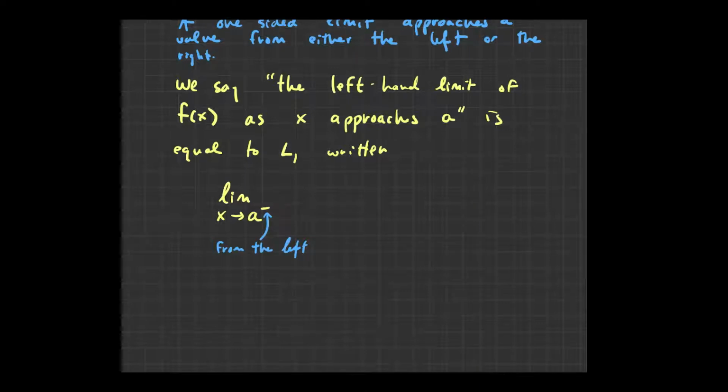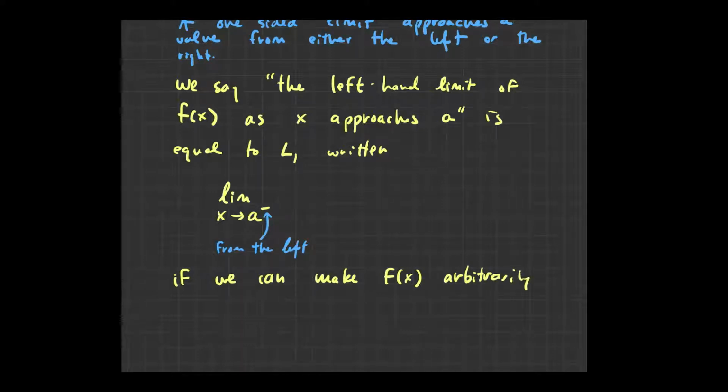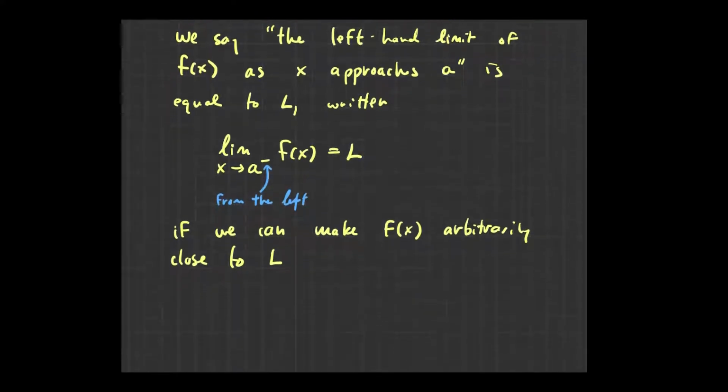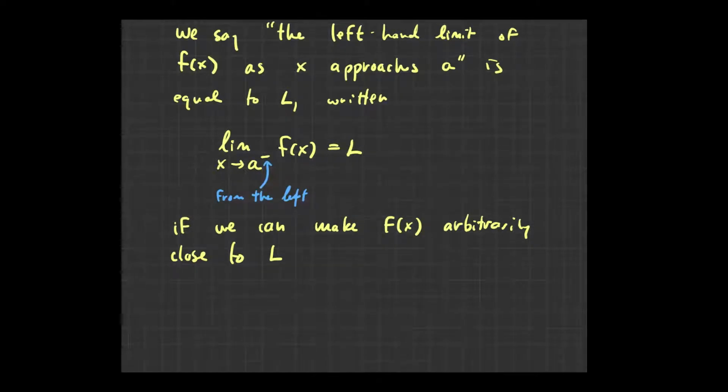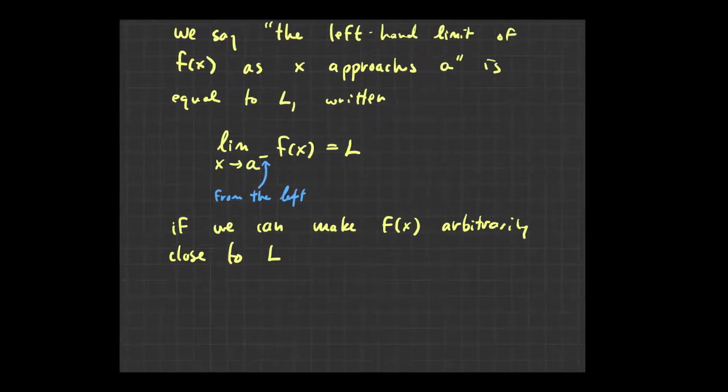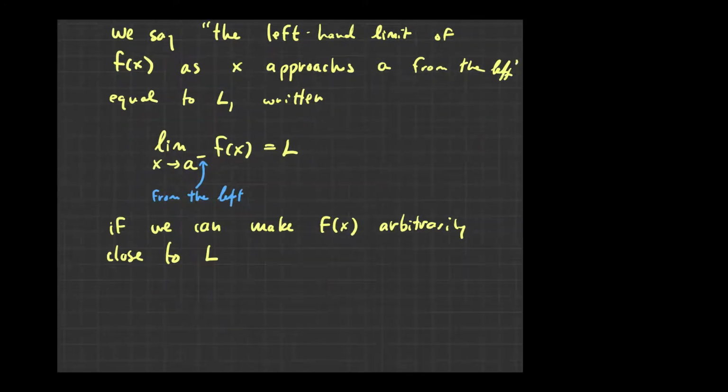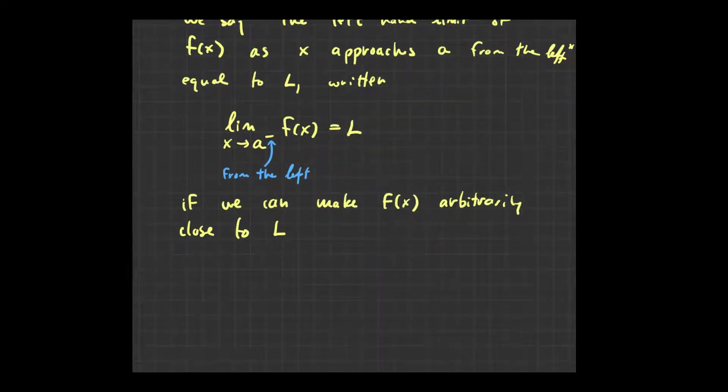This happens if we can make f of x arbitrarily close to L. Oh, and I forgot the rest of it. Sorry, I'm a little flustered because I forgot that I hadn't shown you this definition already. So we say that the left-hand limit of f of x as x approaches a from the left is equal to L.